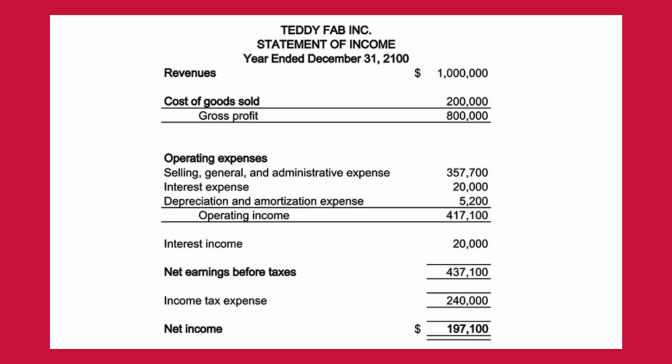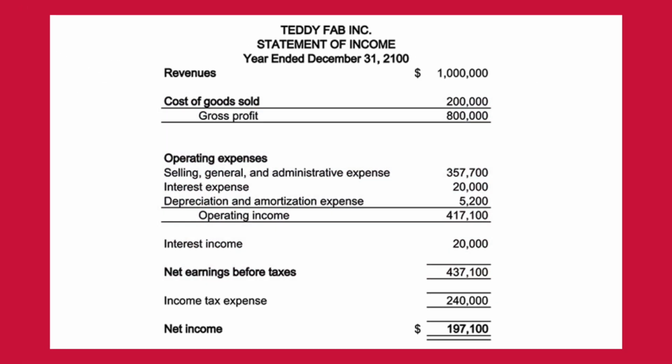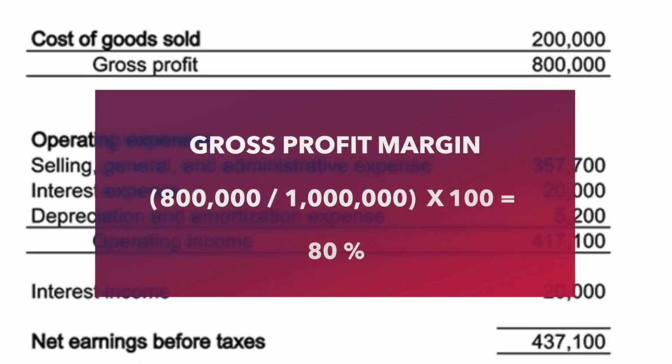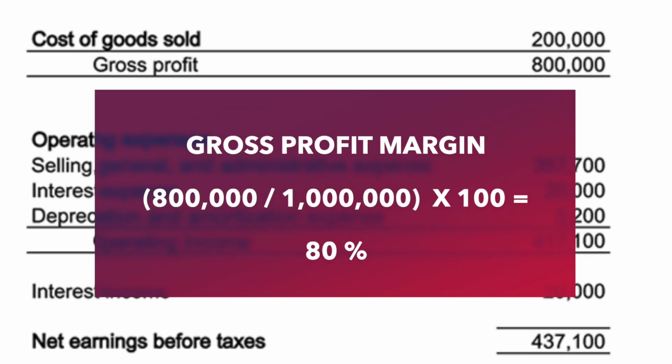When we get to net sales, this equals revenue minus cost of sales returns, allowances, and discounts, which we don't have any in our example income statement, so we just use the net sales as $1 million. And finally, for our gross profit margin calculation, the gross profit margin equals our gross profit divided by the net sales because we don't have any allowances, and that equals out to our 80%.